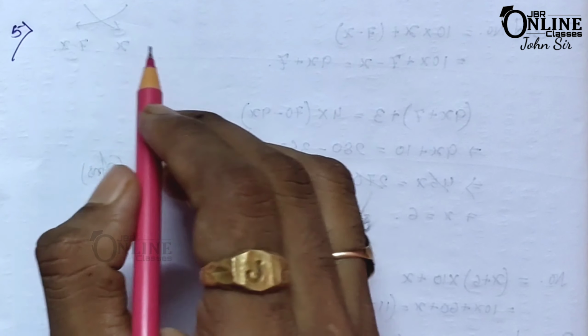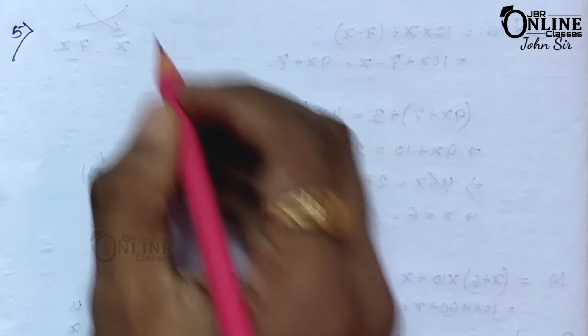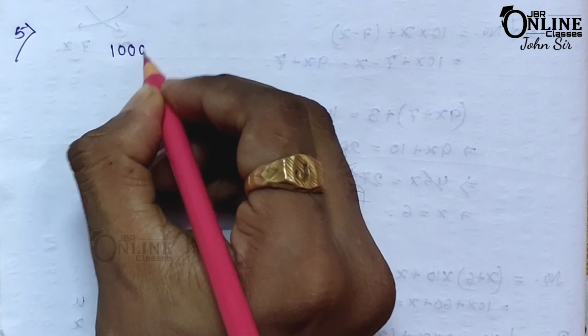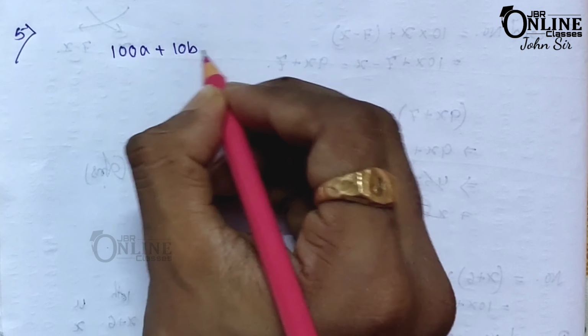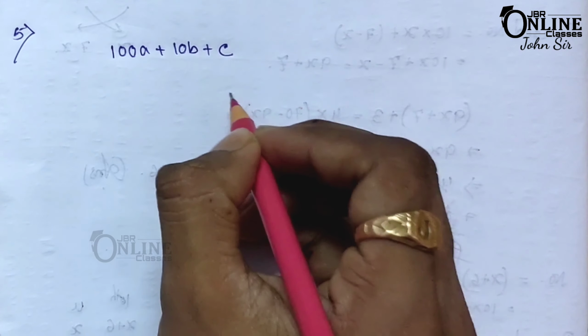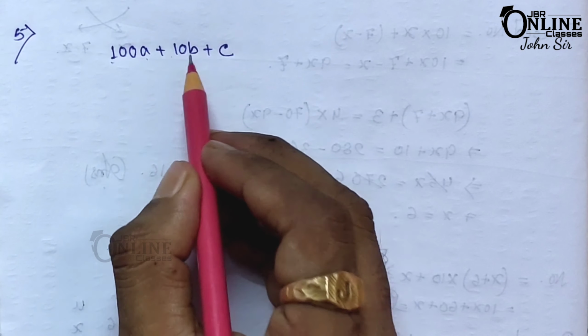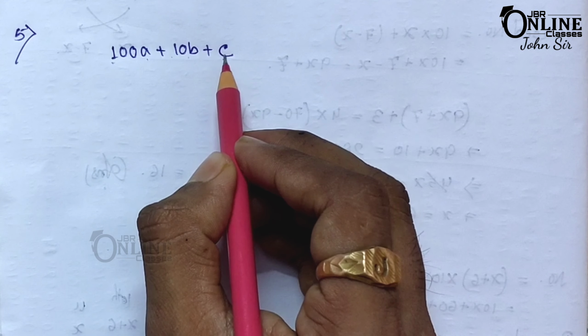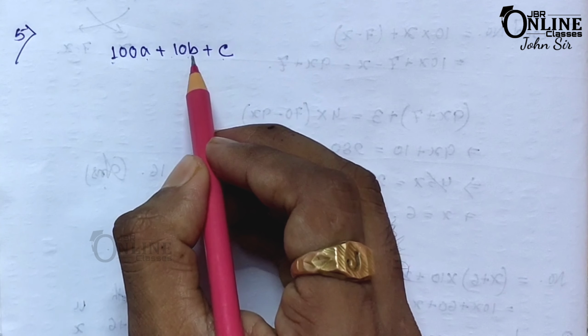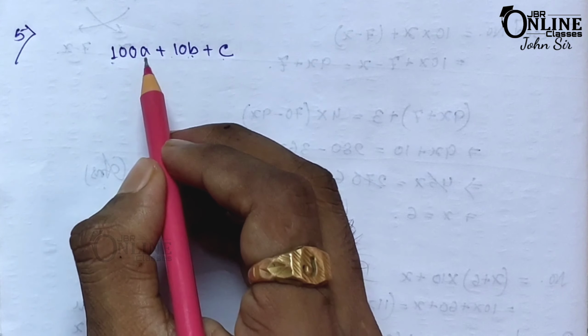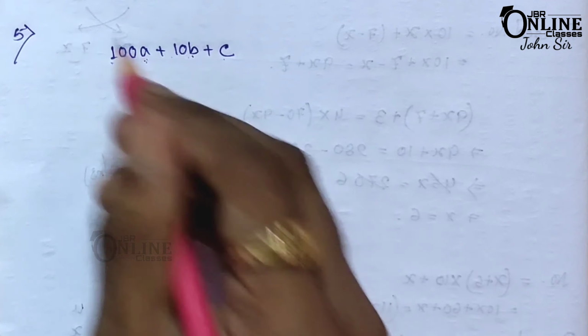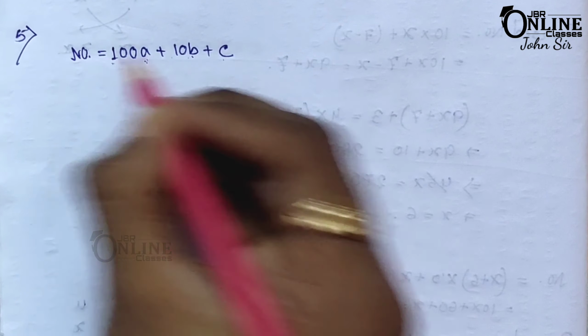Here a number consists of 3 digits. Remember, a number consists of 3 digits. Okay, so suppose the number will be 100A plus 10B plus C, that means C is the unit place, B is the digit of 10th place, and A is the digit of the 100th place. So that is the number.